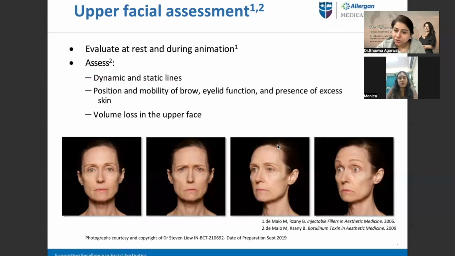So any asymmetry that you see before the procedure, you need to take a picture of that and make them aware that this already is there, and this injectable procedure is not about creating symmetry. You cannot create symmetry with injectables, because people will come asking, sometimes they might know their asymmetries and they will keep asking whether you can correct it or not. So don't fall into that trap.